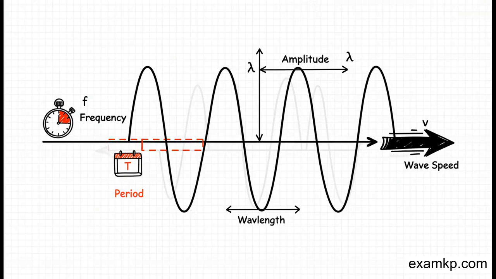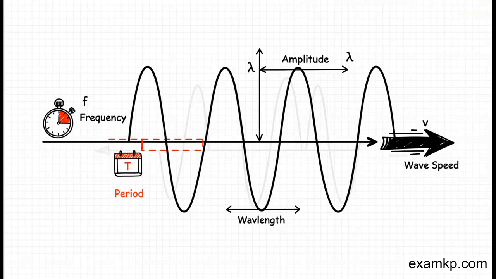Okay, to solve any problem, you have to speak the language of waves. So let's learn the key terms. Amplitude is just how high the wave goes from the middle. Wavelength, that Greek letter lambda, is the distance for one full wave. Frequency is how many waves pass by in 1 second, and the period is the time it takes for just one wave to pass. And finally, wave speed is just what it sounds like, how fast the whole disturbance is moving.